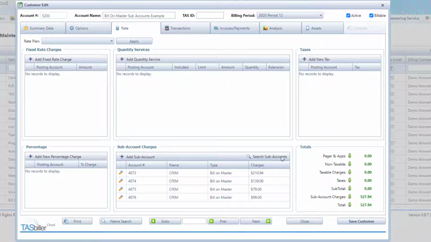So in this scenario, the master account, by the way, the account number does not need to be in your system. It probably shouldn't be. 5203 in my case is an actual account that I bill, but it is not in my system anywhere. It's only used for billing. So the master account in this situation has no other rate information up here. It can if you want it to, but generally it wouldn't. All of the charges will be coming from the sub-accounts.